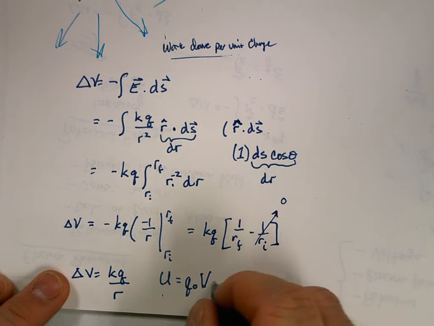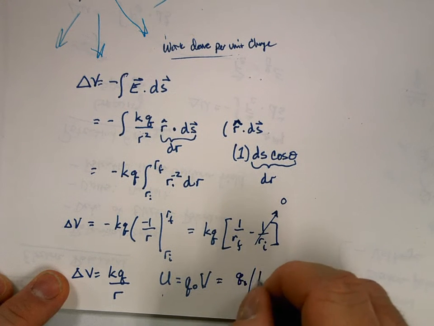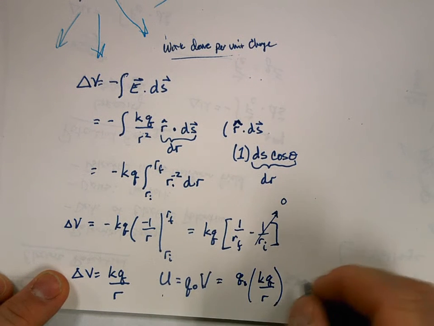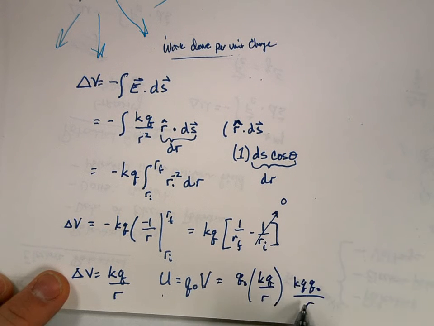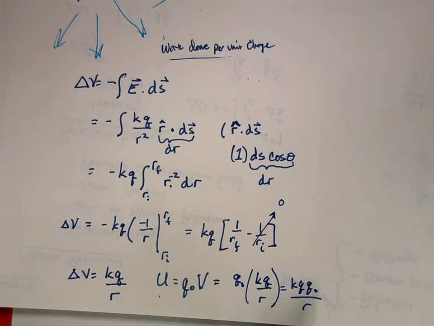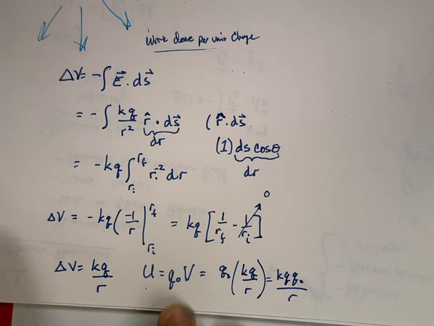This just equals q naught times kQ over r. Then it becomes kQ q naught over r. Does that look kind of familiar to you guys? This is the potential energy for two charges that are near each other. So that's where we're getting to this. So you guys good here? I need to go to the top of the page. Okay.